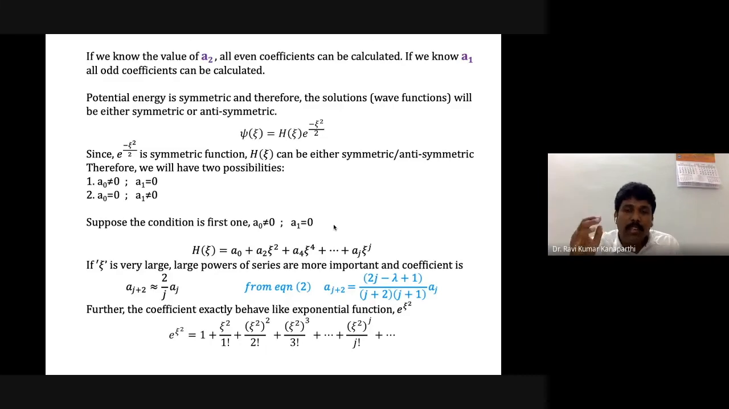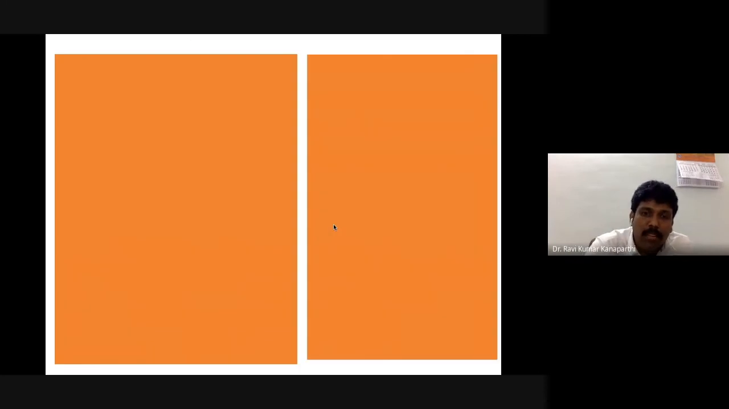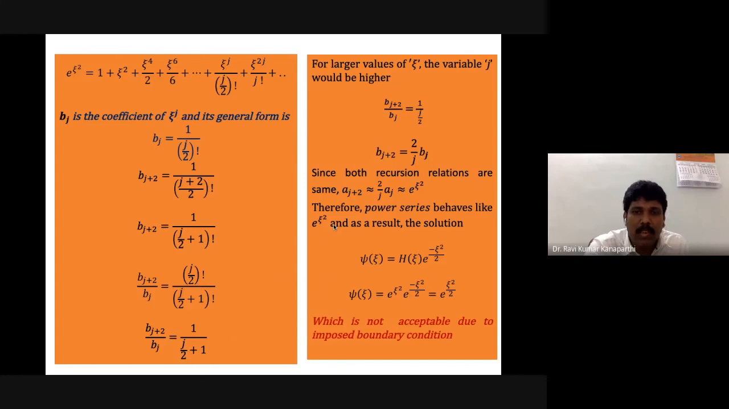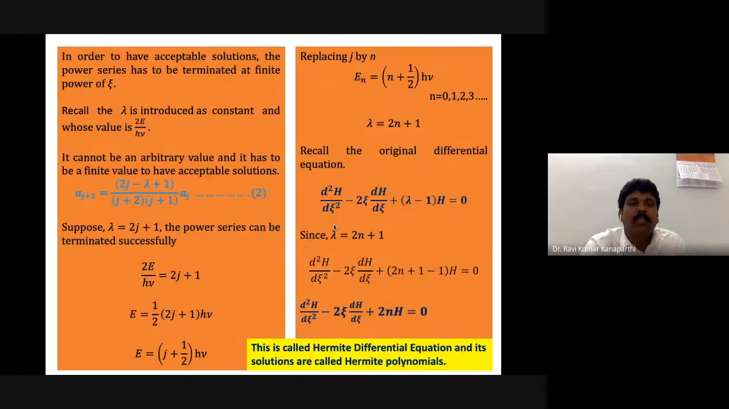Rather, it should terminate at a finite power of z to the power j. How do we terminate the function? Well, we will do that based on the constant lambda, in this fashion.